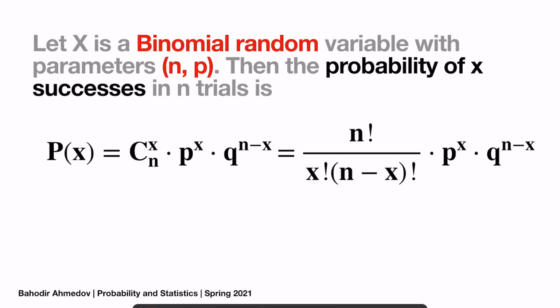So the probability of obtaining k successes. Let me make it k so that it should be less confusing. So k successes out of n is going to be C(n,k), P to the power of k, Q to the power of n minus k. It is equal to n factorial divided by k factorial divided by n minus k factorial, P to the power of k, Q to the power of n minus k.